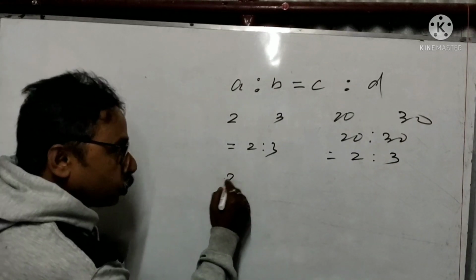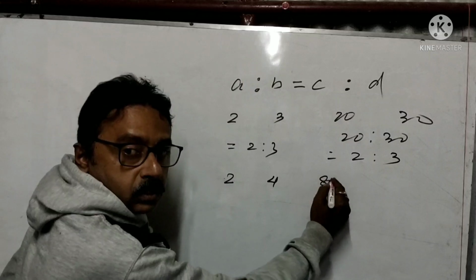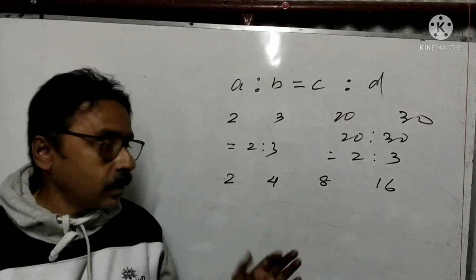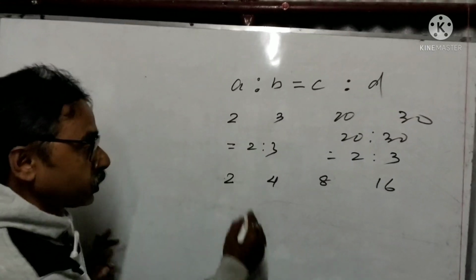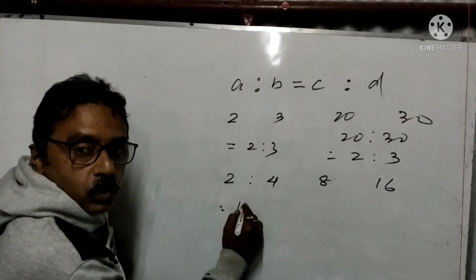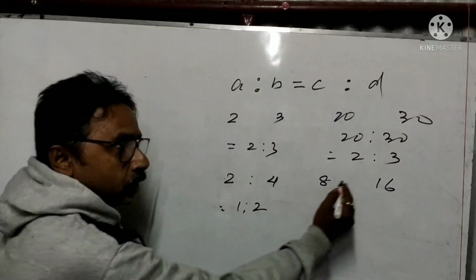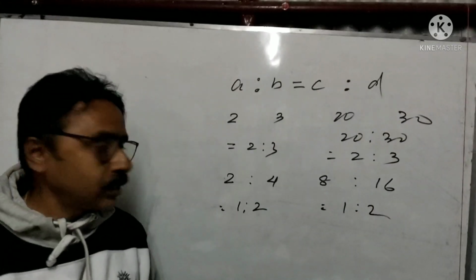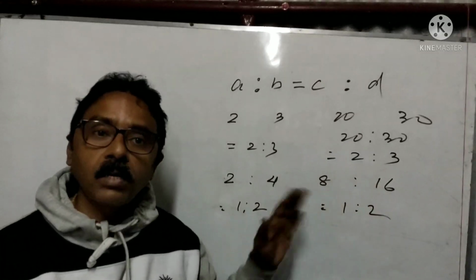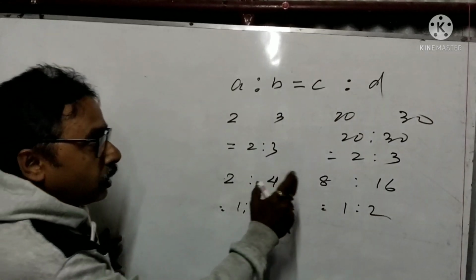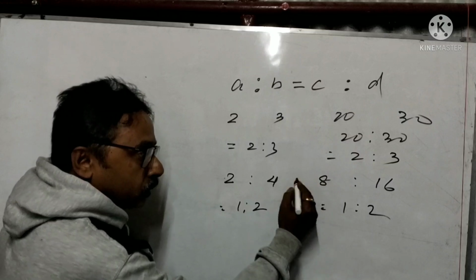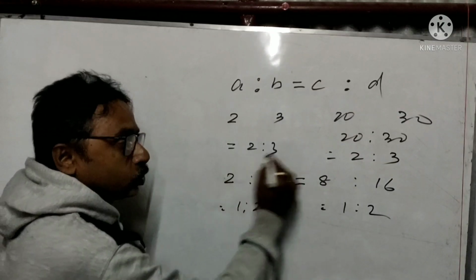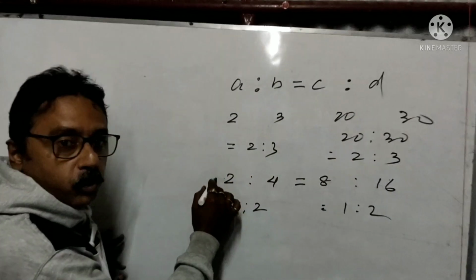Now, suppose 2, 4, 8 and 16. Let us check whether they are in proportion or not. 2:4 means 1:2. 8:16 is also 1:2. So we can say that 2, 4, 8, 16 are in proportion. Now these two ratios are equal. These two are known as the means, and these two are called the extremes.